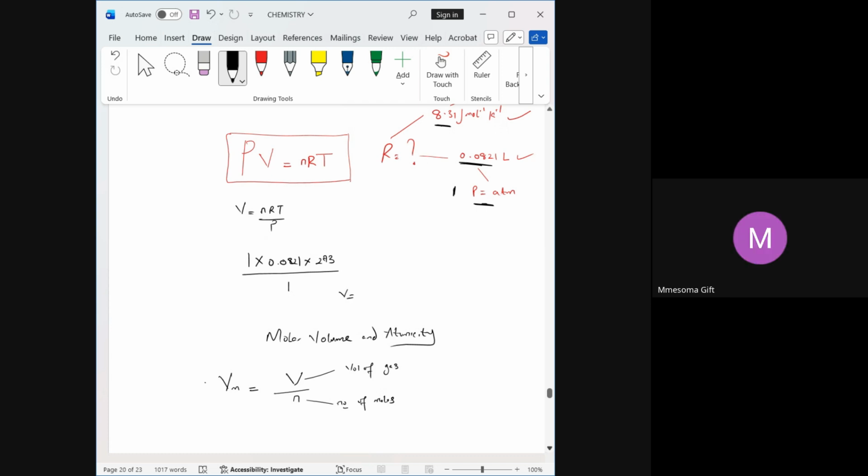Can you give the definition of molar volume again? Molar volume is the volume occupied by 1 mole of a gas. It's very simple. It is the volume that is occupied by 1 mole of a gas.